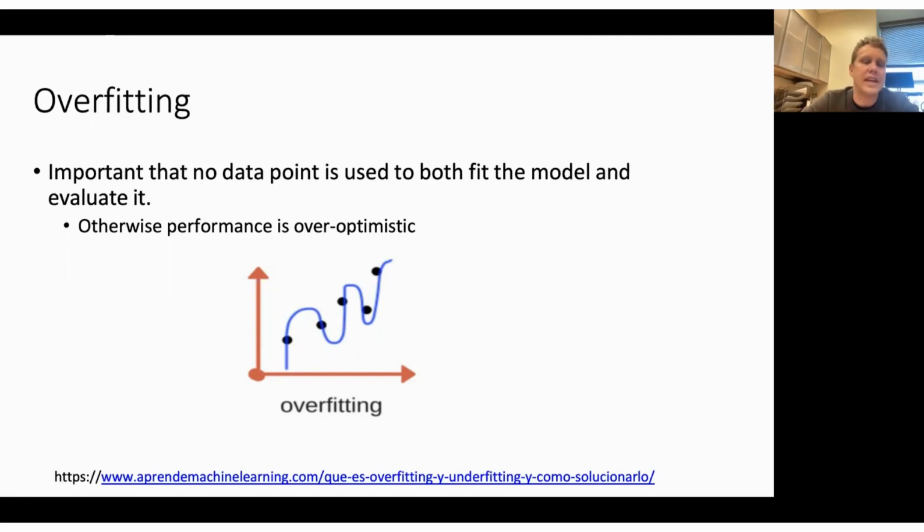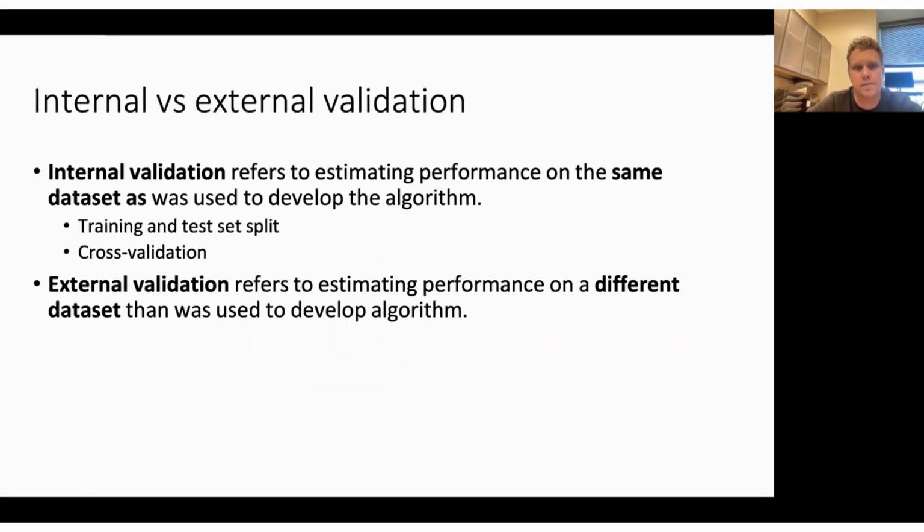But the reason for that is overfitting, because the algorithm is tailored too much to the data. For example, a simple line would work pretty well here. And say you had a new data set where the data point, instead of being here, was here. Then you're getting a pretty substantial difference. So the important takeaway point here is that no data point should be used for both fitting the model and evaluating it. Otherwise, you're getting over-optimistic performance and biased evaluation measures.